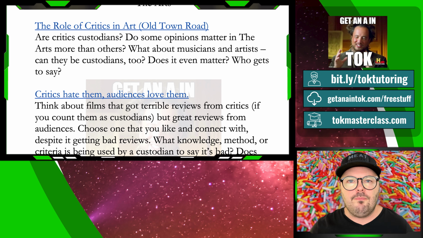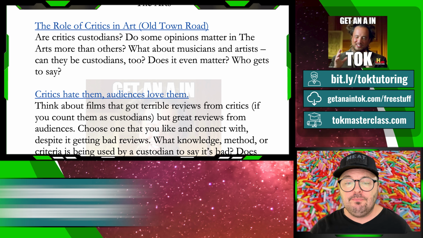So in this, Old Town Road was taken off the country charts because a lot of people said the song wasn't country, but the artist said it was country. So when it comes to this, whose opinion matters? Who is the custodian in this? I don't know, and you can make the case for anything, all right?